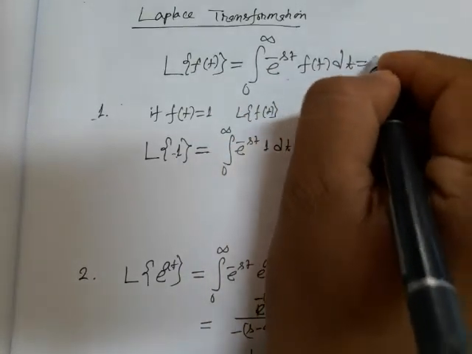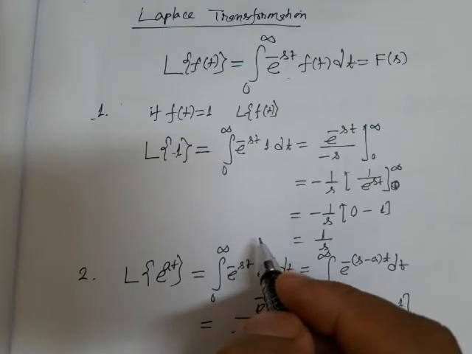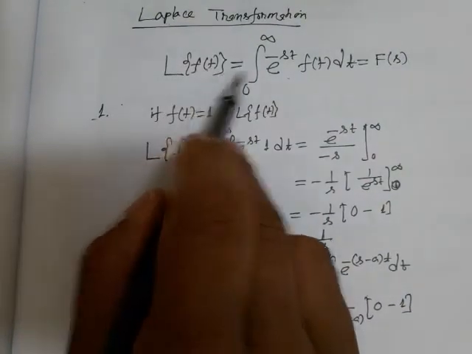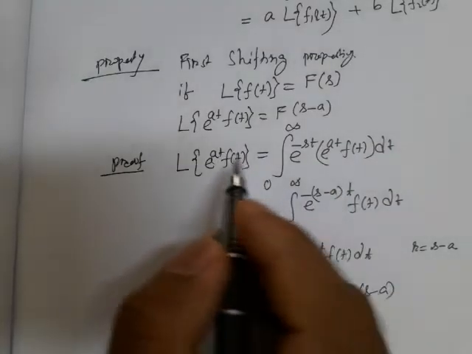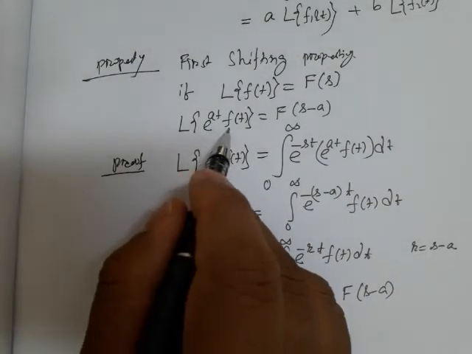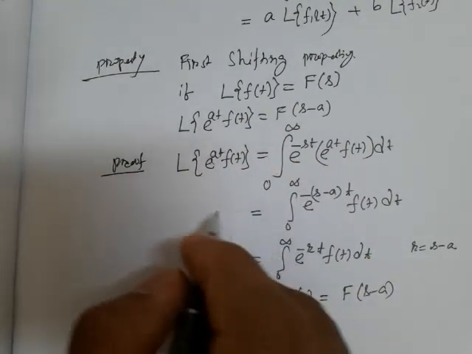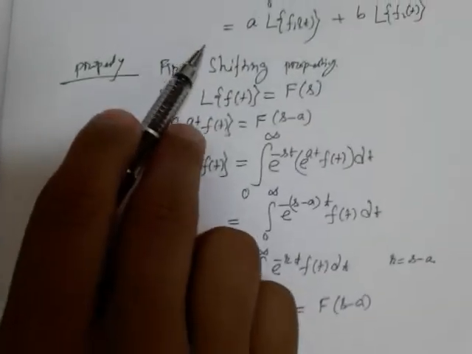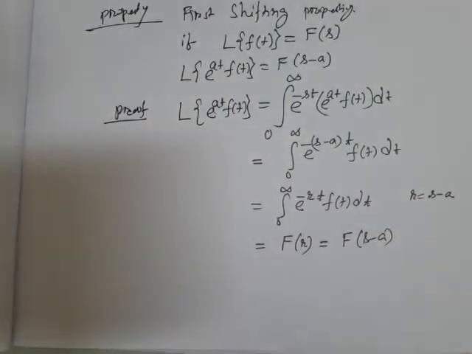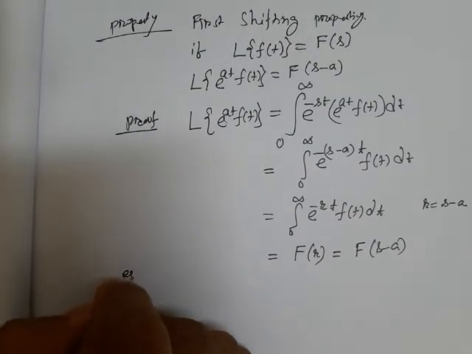So it is F(s). Now if L{f(t)} is F(s), then by the first shifting property, L{e^(at) f(t)} equals F(s minus a). So now, an application of this first shifting property and the linear property. Let us take one example.